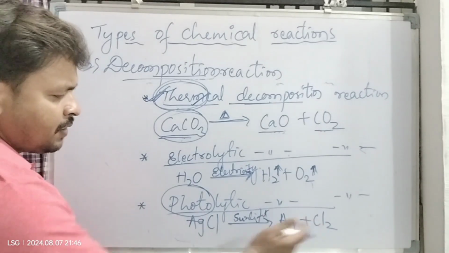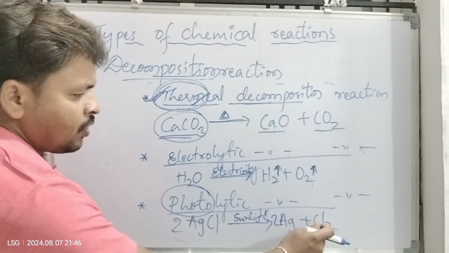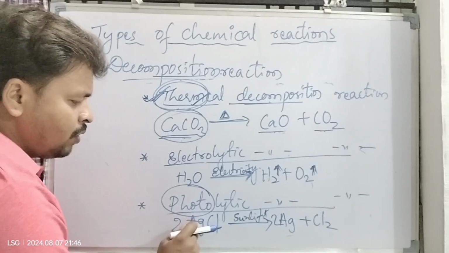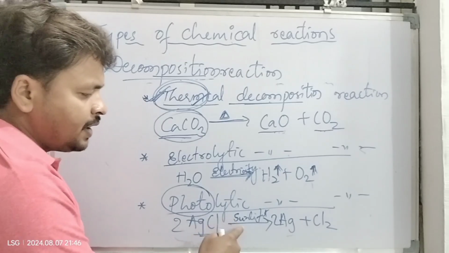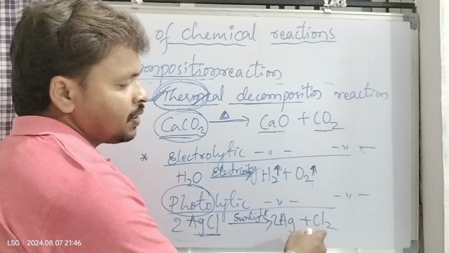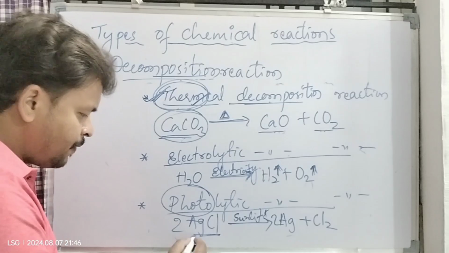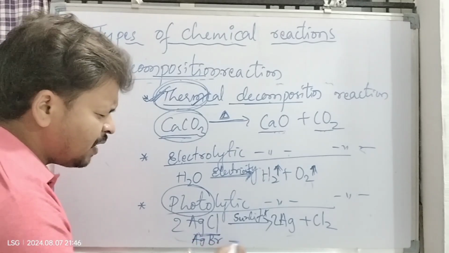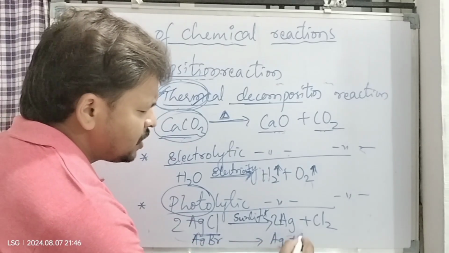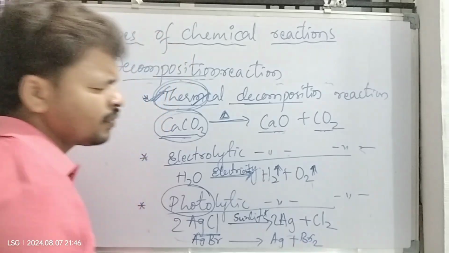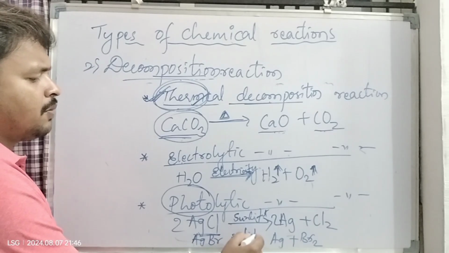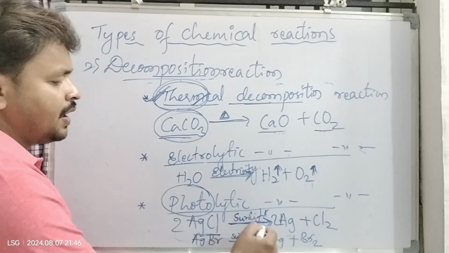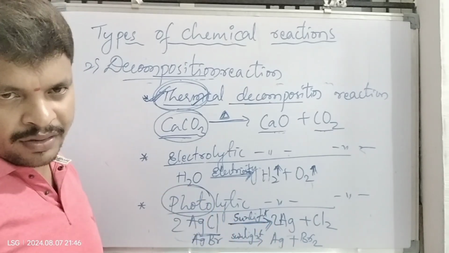This is not a balanced equation. We can balance it easily. See that two chlorine atoms, now two became two silver. AgCl means silver chloride. When silver chloride is kept in sunlight, we get silver and chlorine gas. Silver bromide, AgBr, also gives Ag and Br2. These are the examples of photolytic decomposition. Sunlight is the energy for these chemical reactions.